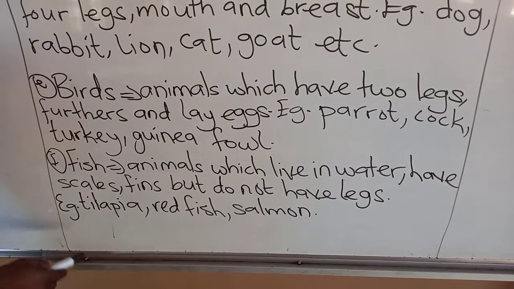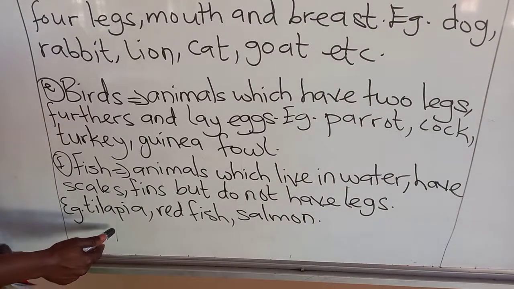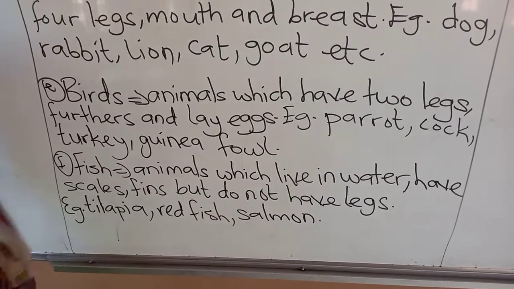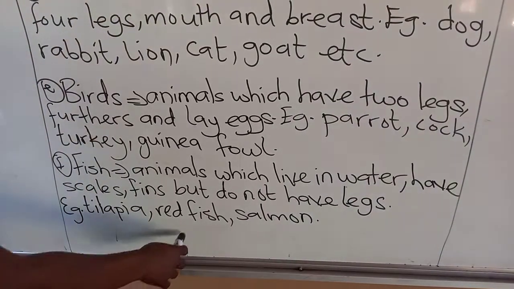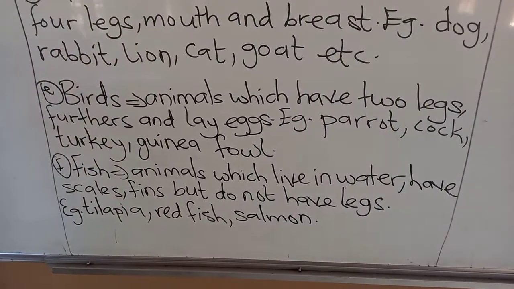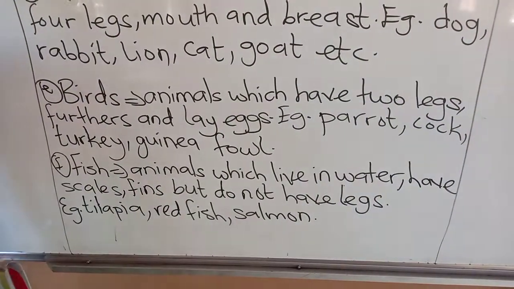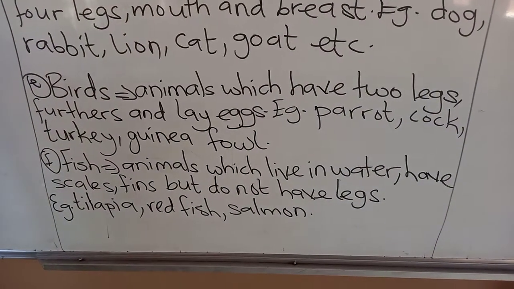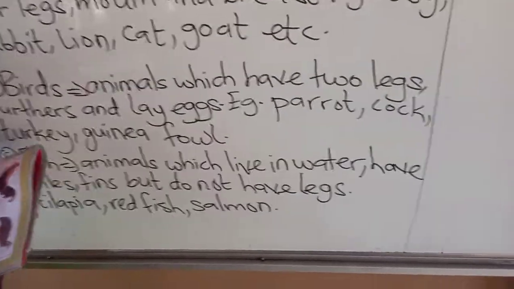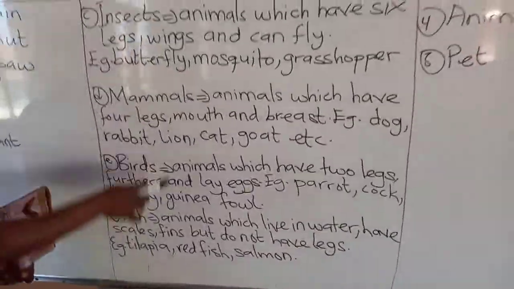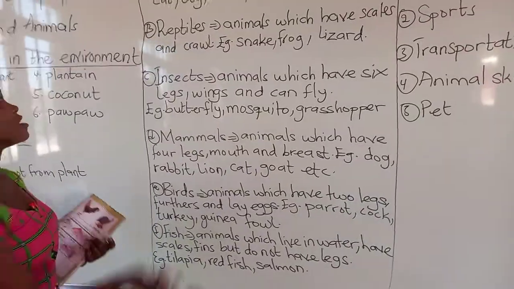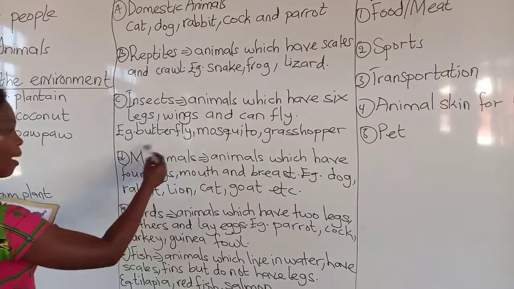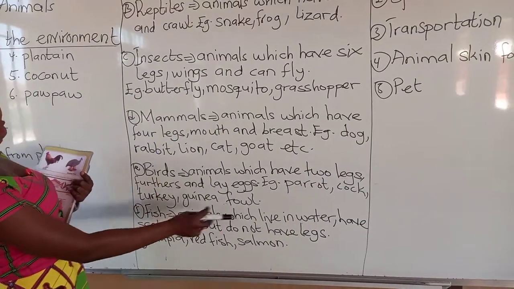And I hope you have been enjoying these types of fishes in your house. Tilapia. Mommy will buy it, grind the pepper, prepare the bangkum. You really enjoy your redfish when mommy fries it. And your salmon when it is roasted or toasted. Good. That is it. So these are the animals we have in our community. We have domestic animals, reptiles, insects, mammals, birds, fish.